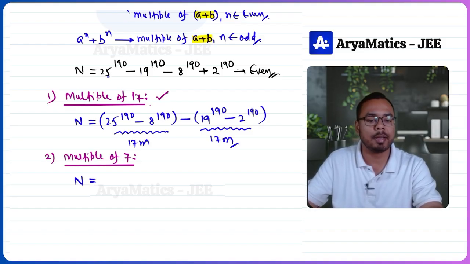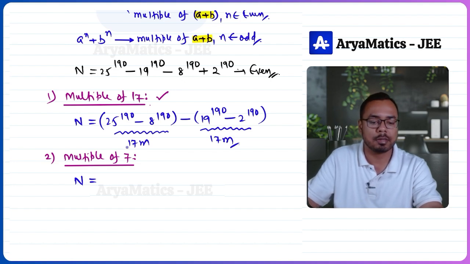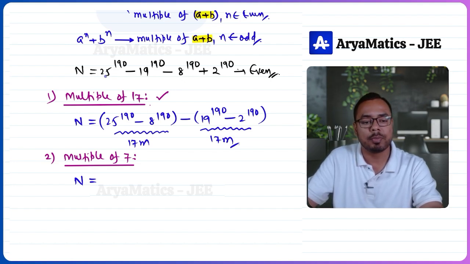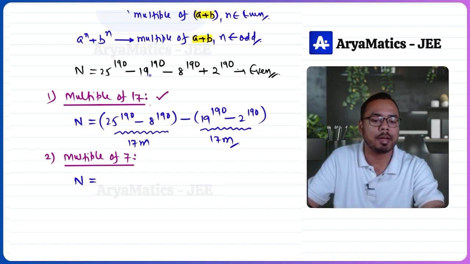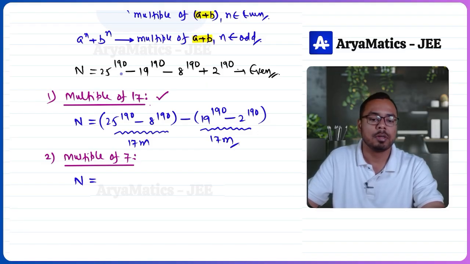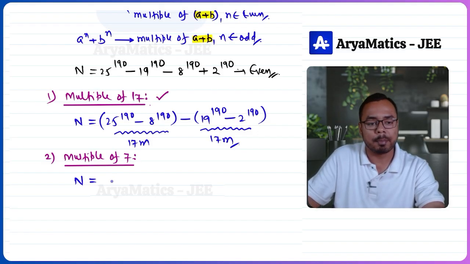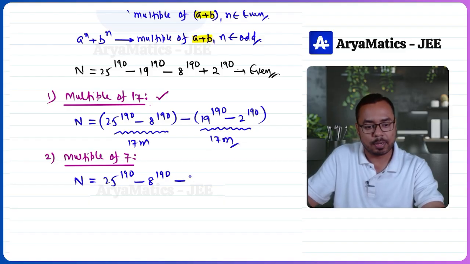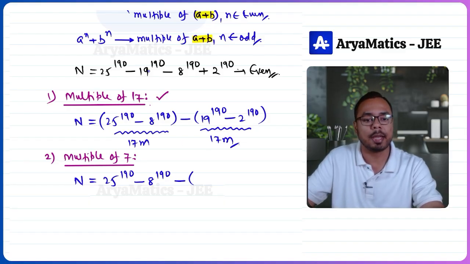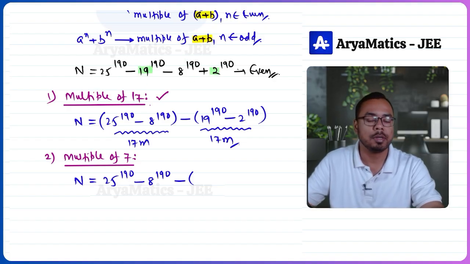So 25 and 8, that will give us 17. 25 and 19, if I take the difference of those two, we'll get 6. 2 and 8, that will also give us 6, but we need 7. So maybe we can combine these terms. We can write 25 raised to 190 minus 8 raised to 190, and 19 and 2. If you combine these two, 19 and 2, their sum will be 21.